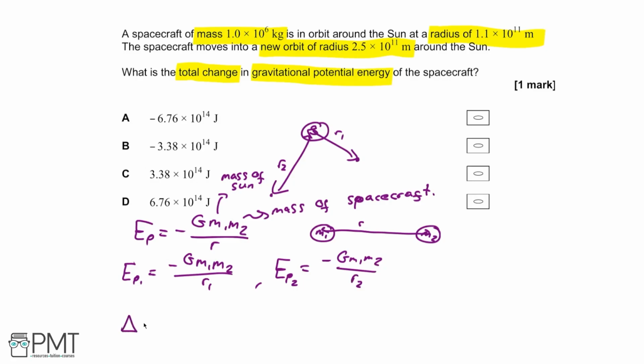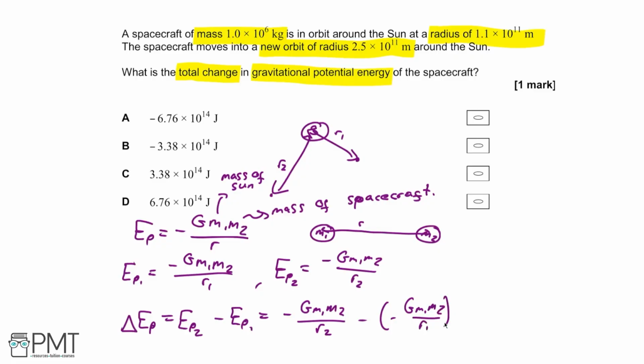So calculating the change in the potential energy then, we can do delta EP, using delta as the symbol for a change, as EP2 minus EP1, which is equal to minus G m1 m2 divided by r2 minus minus G m1 m2 divided by r1. What this means is that we can factor out G m1 m2 and also a minus sign to get minus G m1 m2 times 1 over r2 minus 1 over r1. From here, we can then put the numbers in for this calculation.